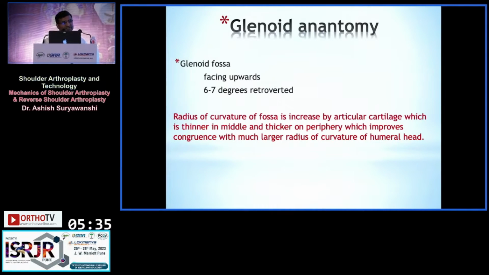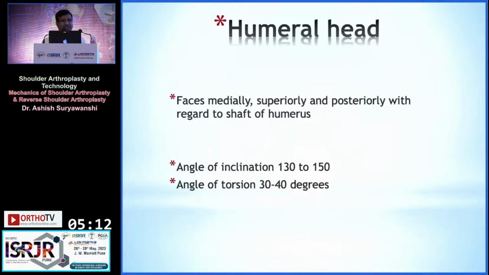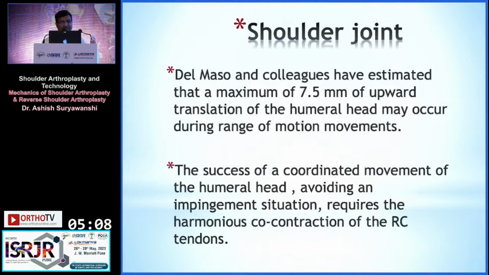So the radius of curvature of the glenoid fossa behaves a different way with the humeral head, which is only 30 to 40% articulated with each other. Then the humeral head faces medially, superiorly and posteriorly with regard to the shaft of the humerus. The angle of inclination is 130 to 150 degrees and the angle of torsion, or retroversion we say, is around 30 to 40 degrees.